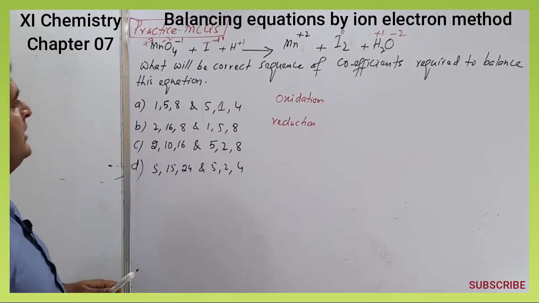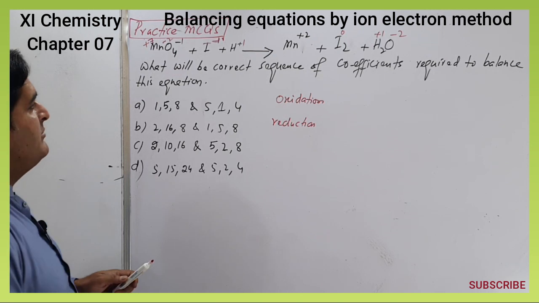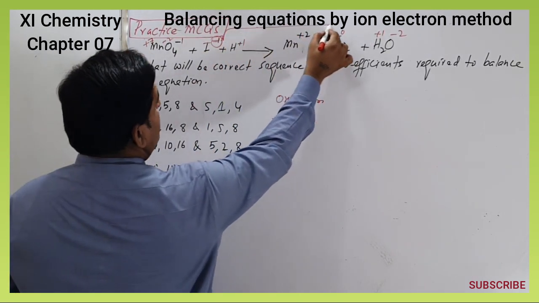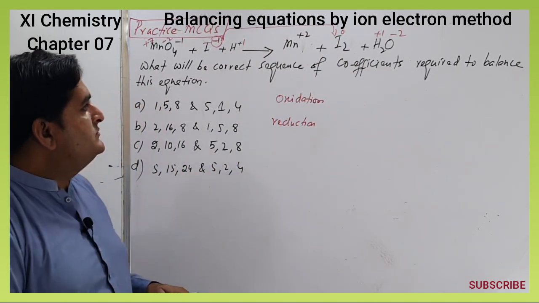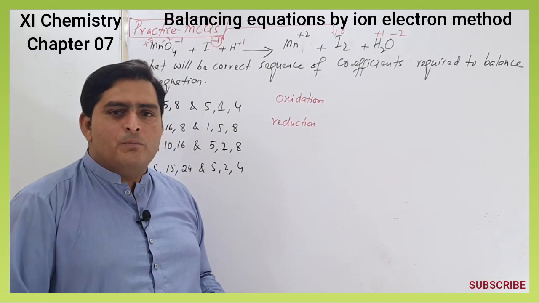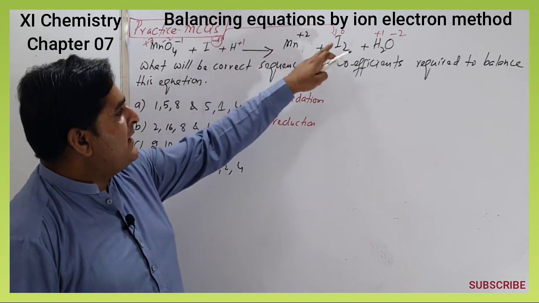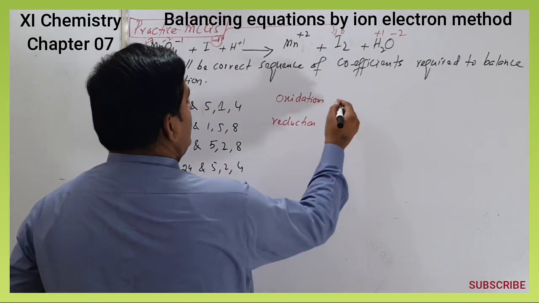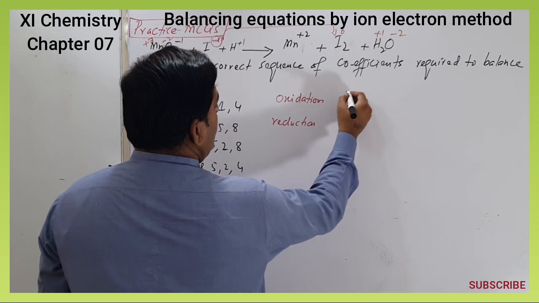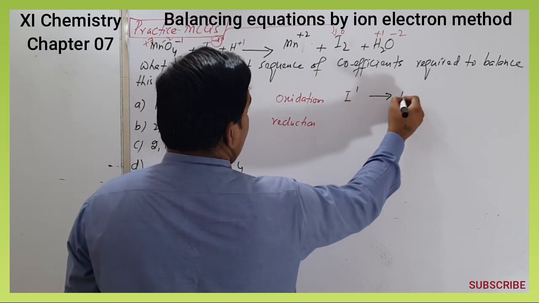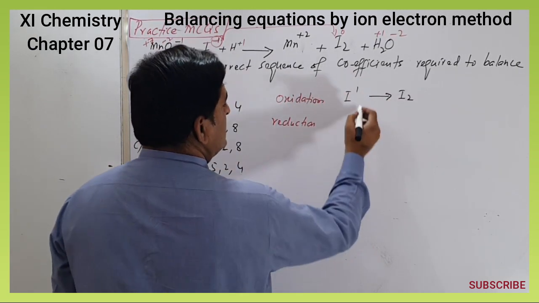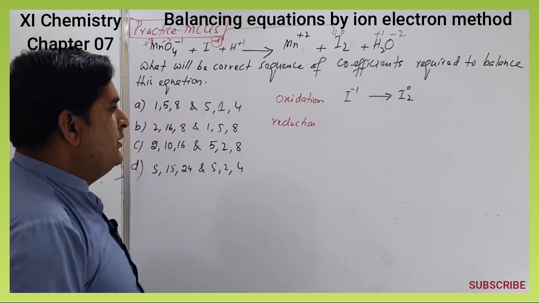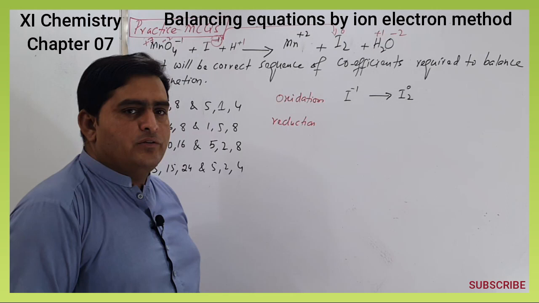Oxidation and reduction. Find the element whose oxidation number has increased. This is iodine: minus 1, 0. Which one is greater, minus 1 or 0? 0. So its oxidation number has increased, so it has undergone oxidation. We write here in the oxidation portion I- to I2. I minus 1, I2, 0. Its oxidation number has increased, so it's an oxidation reaction.